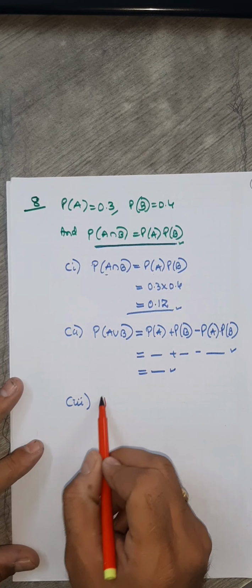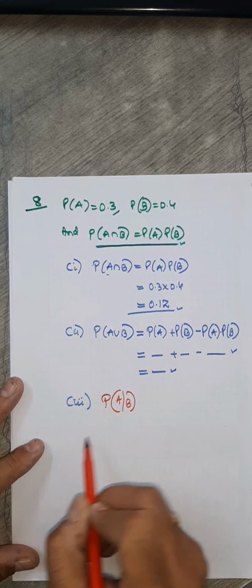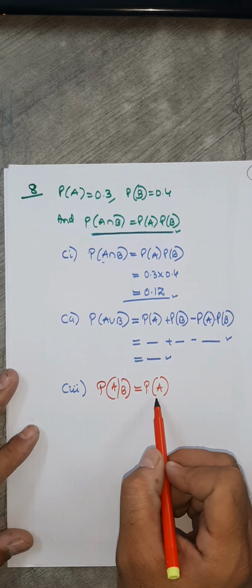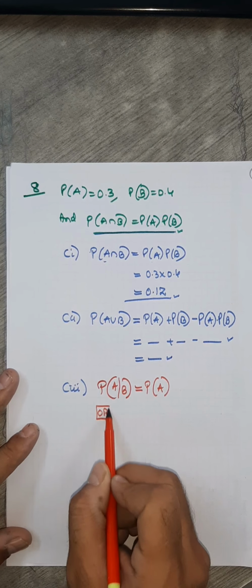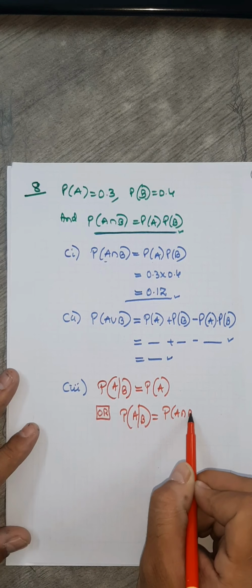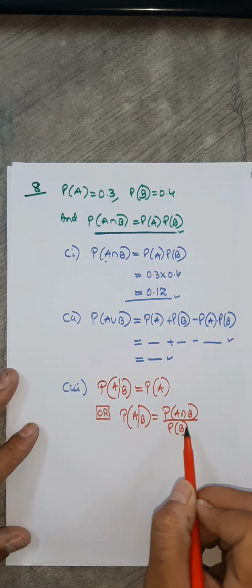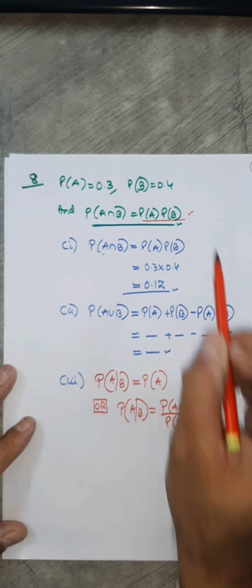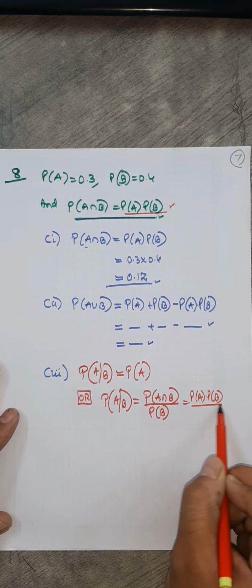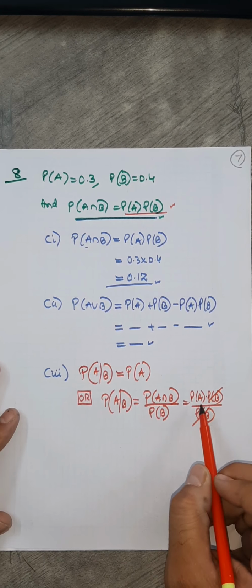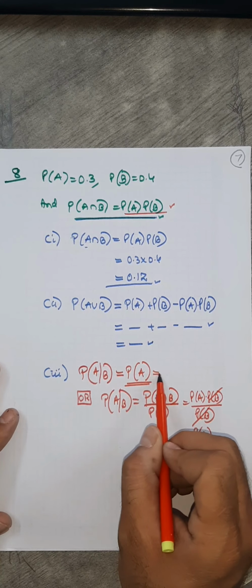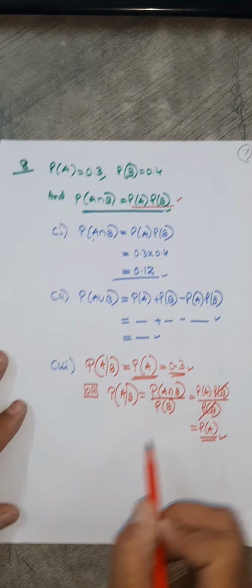Third sub question. You want this conditional probability, A given the event B. Now you know if events are independent, then this is simply P of A. We already discussed. Or you can use the formula and you will get the same answer. P of A given B equals P of A intersection B upon P of B. Now intersection is replaced by multiplication. So this is P of A into P of B upon P of B. So P of B will get cancelled. So what will we get here? P of A. And P of A, you know, is just 0.3. So that is your answer.